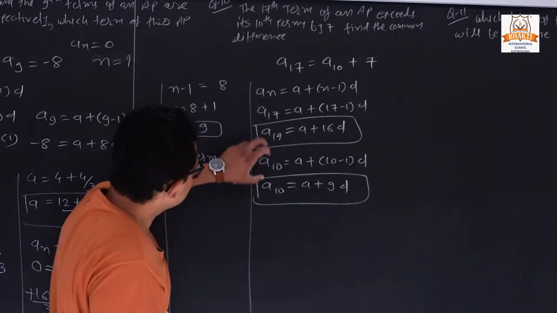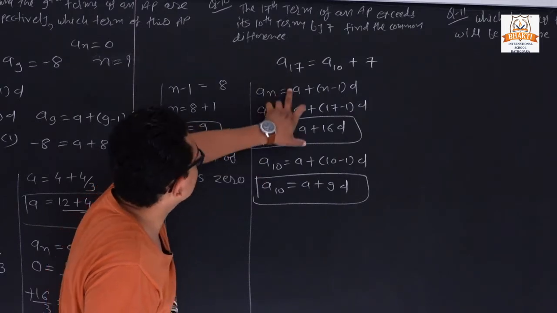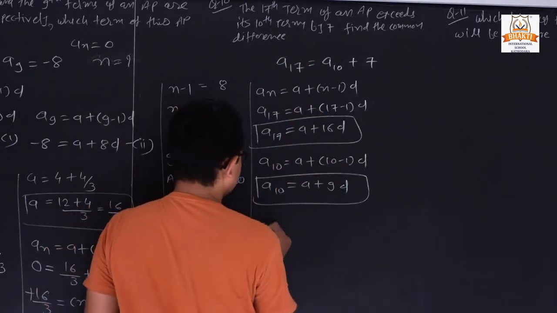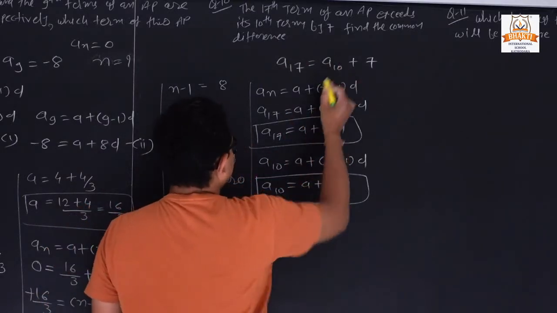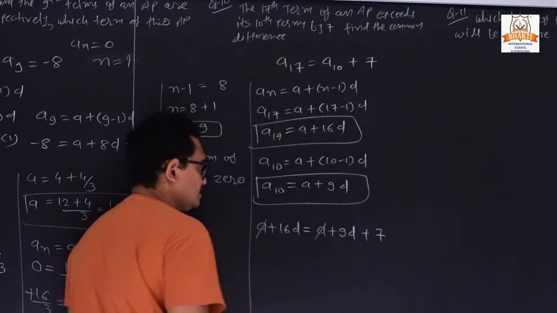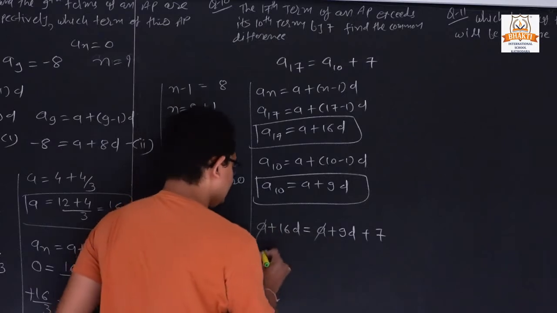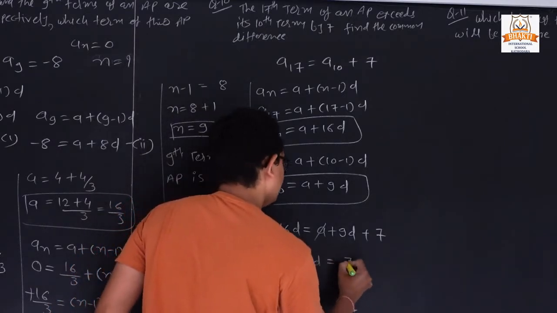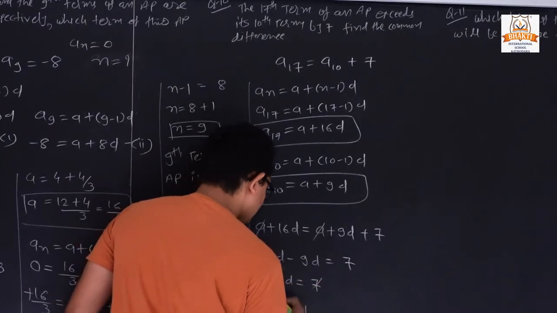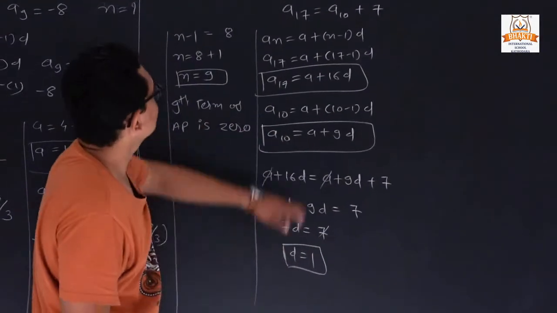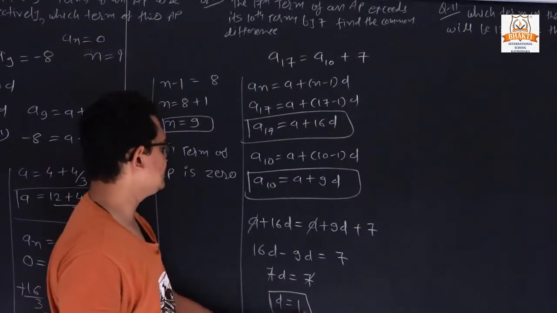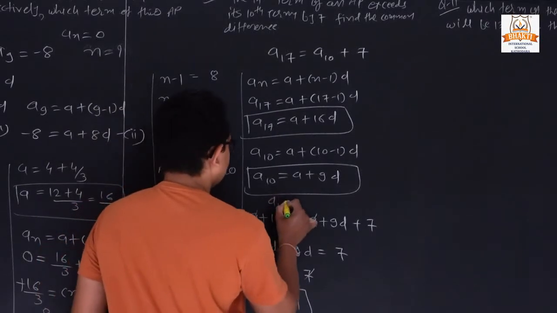Now next, we can put both values in our equation according to our condition. So for A17 we can write a plus 16d. For A10 we can write a plus 9d plus 7. So a cuts on both sides. This 9d is going to the second side, so it becomes minus 9d. 16 minus 9, so it is 7d. 7 and 7 cut. So what is our common difference? 1. Here they are asking to find the common difference.